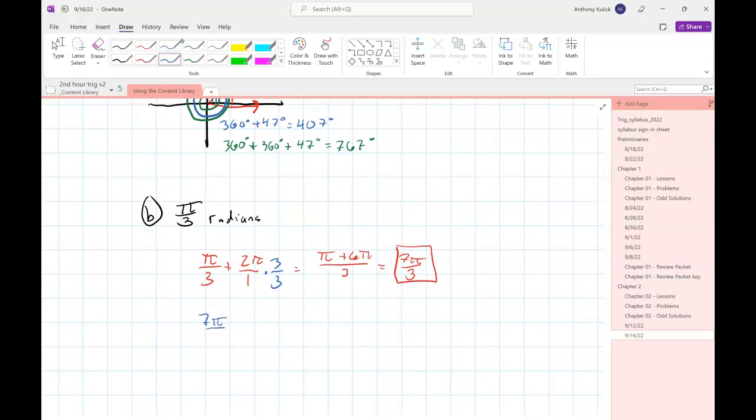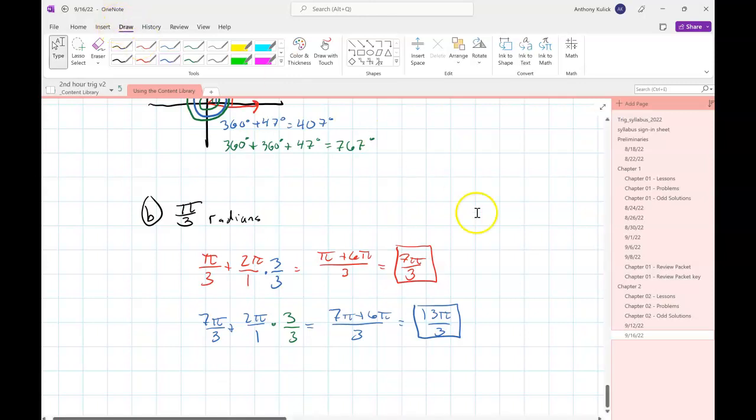And then to find my next coterminal angle, I'm just going to add 2 pi to the answer from my previous one and make my common denominator. Everybody cool?